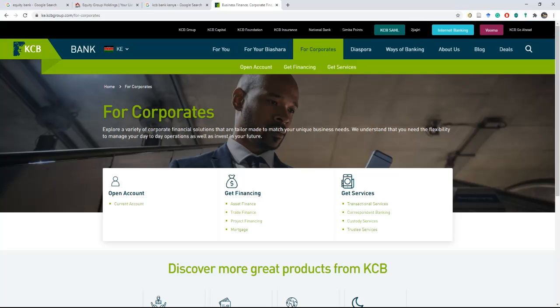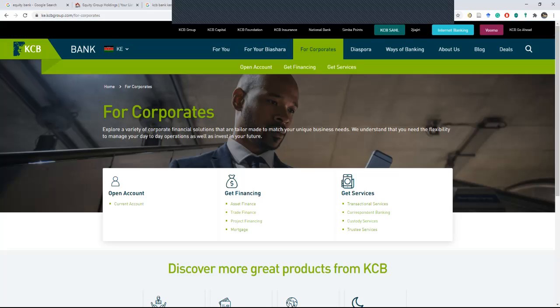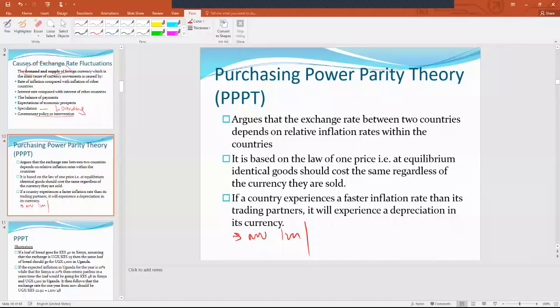Let me just use a hypothetical case here. I wanted to use a spot market, but let's see what we can get. Anyway, assume that currently one Kenya shilling is equal to 20 Uganda shillings. Therefore, the same car in Uganda ought to go for, let's say, 20 million Uganda shillings.